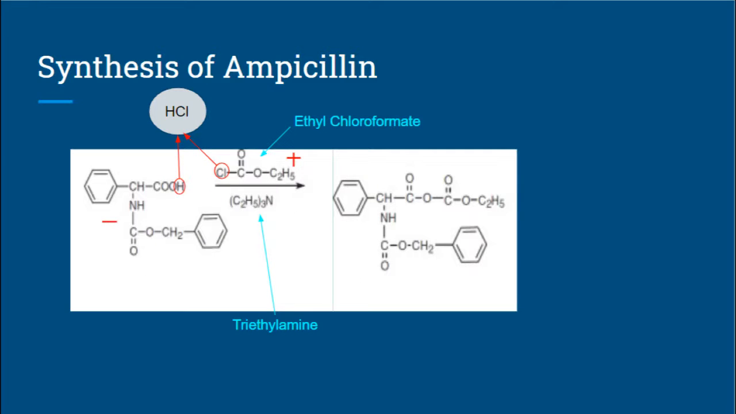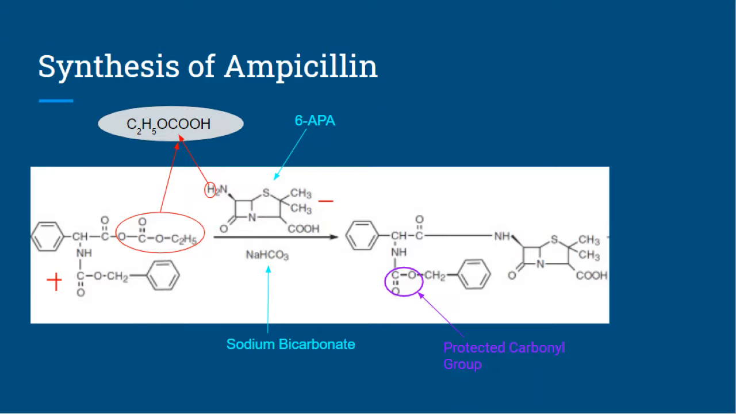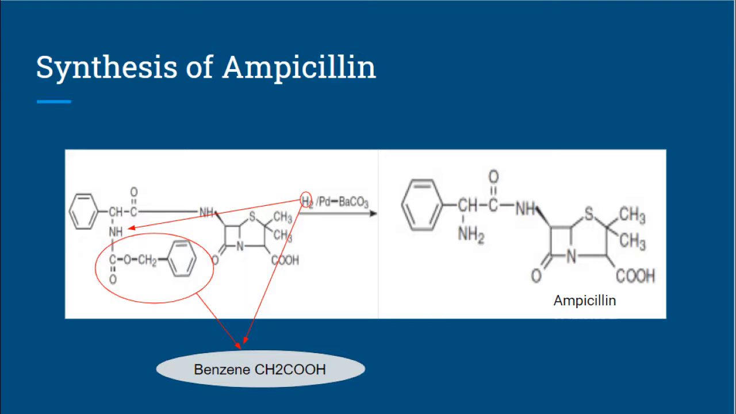The newly formed intermediate then reacts with ethyl chloroformate in the presence of triethylamine. The reaction also produces another hydrochloric acid and binds at the carboxyl group. This new intermediate reacts readily with 6-APA in the presence of sodium bicarbonate. This releases lactic acid and forms a sodium salt penicillin with a protected carbonyl group. The giant molecule then goes through hydrolysis, removing the protected carbonyl group, resulting in ampicillin.